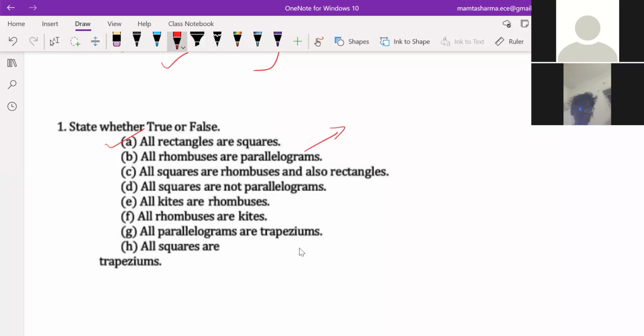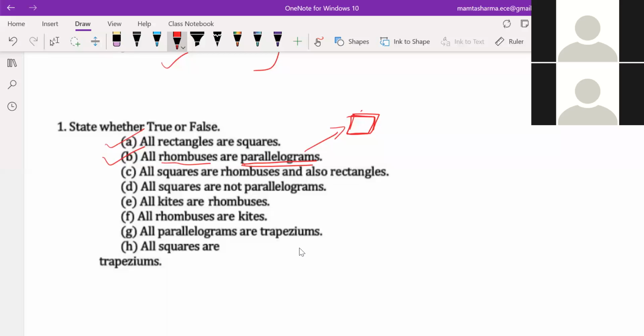Just now I told you that a rhombus is a kind of parallelogram only. The difference is that in a parallelogram only opposite sides are equal, while here all sides are equal. And all the properties of a parallelogram will be followed by a rhombus. It is a kind of parallelogram only. A rhombus is a parallelogram with all equal sides. This is true.